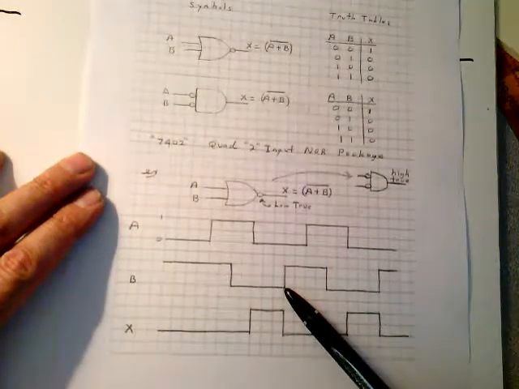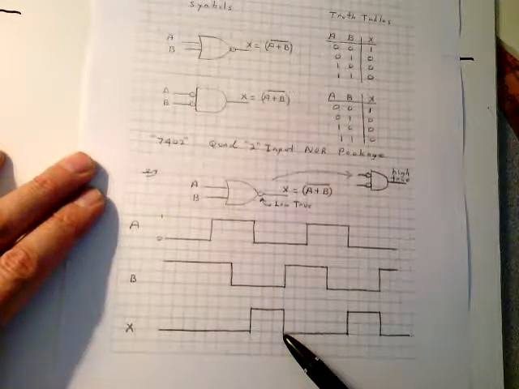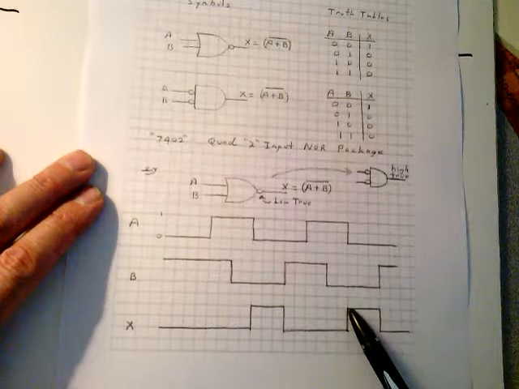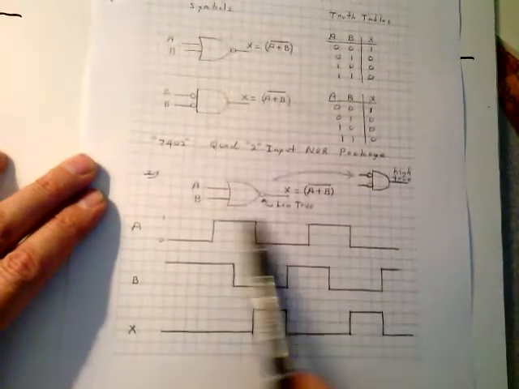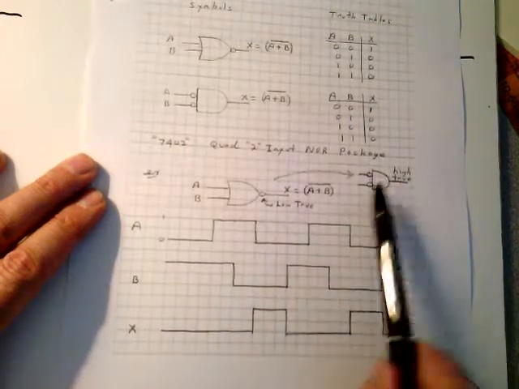At this point in time, B input goes high, the output goes low. It stays low the whole way out to here. That's when both of them are low again. They go high. You should be able to reproduce this waveform, but you can also reproduce this output waveform by this gate.